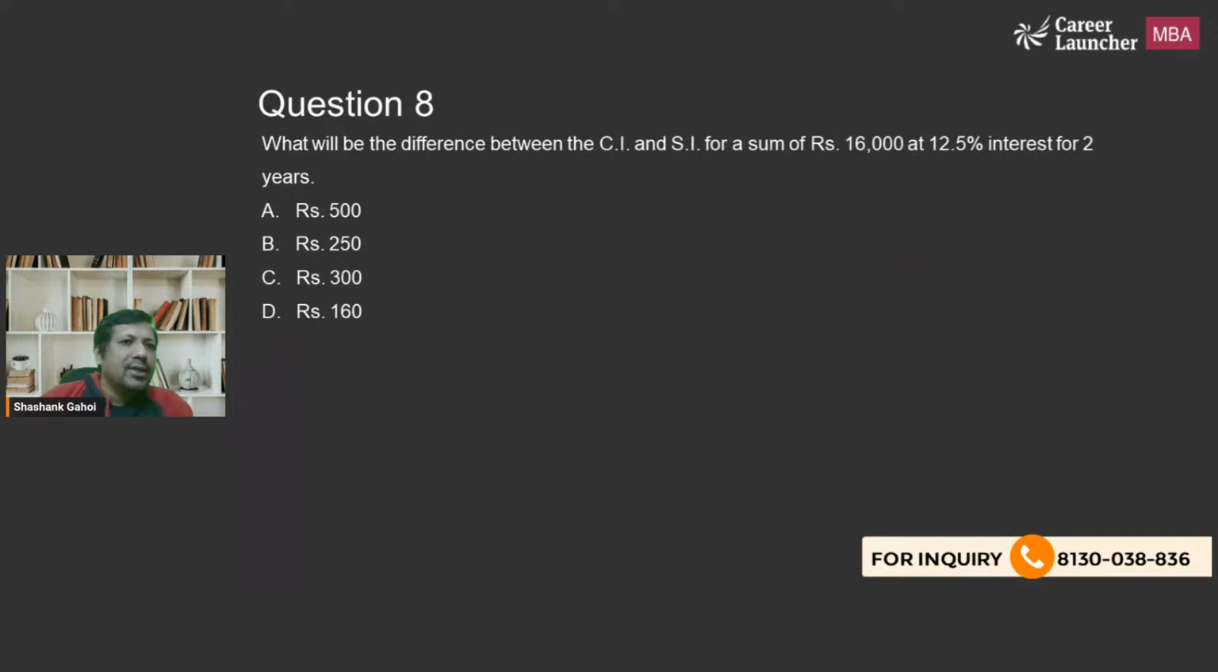What does it say? What is the difference between CI and SI on a sum of 16,000 at 12.5% interest? First of all, I'm not going to read it as 12.5, I'm going to read it as 1/8. So the interest here is 1/8. The total principal is 16,000. Now what do we have? We have SI, simple interest, and we have CI, compound interest.